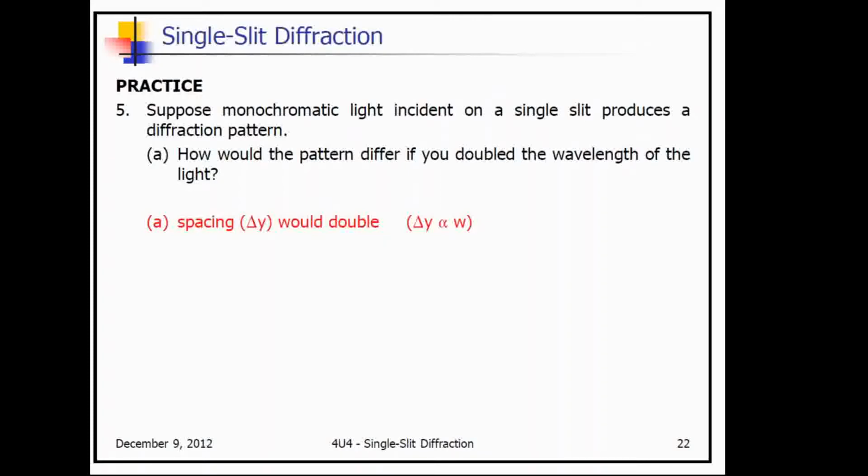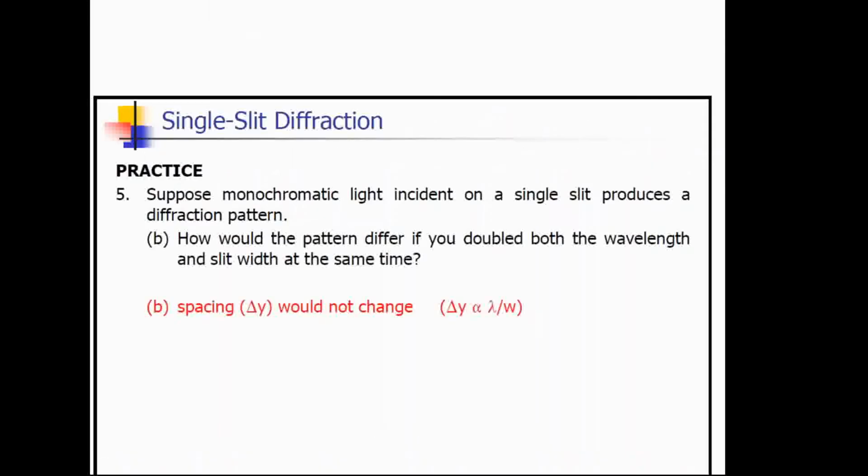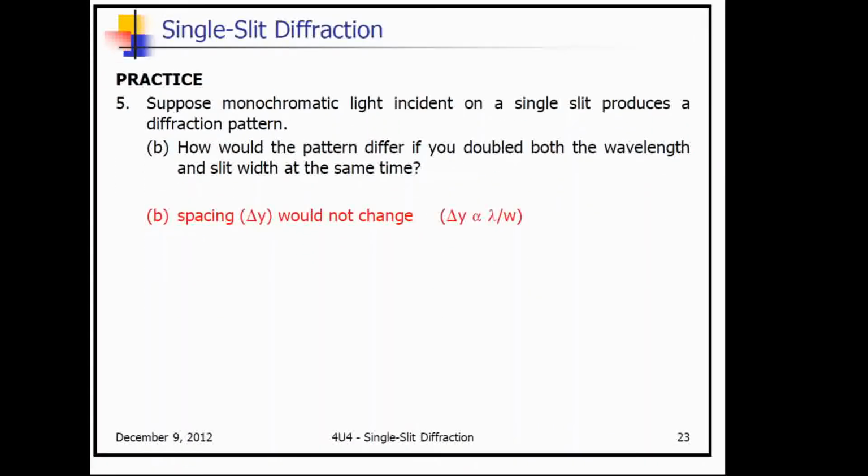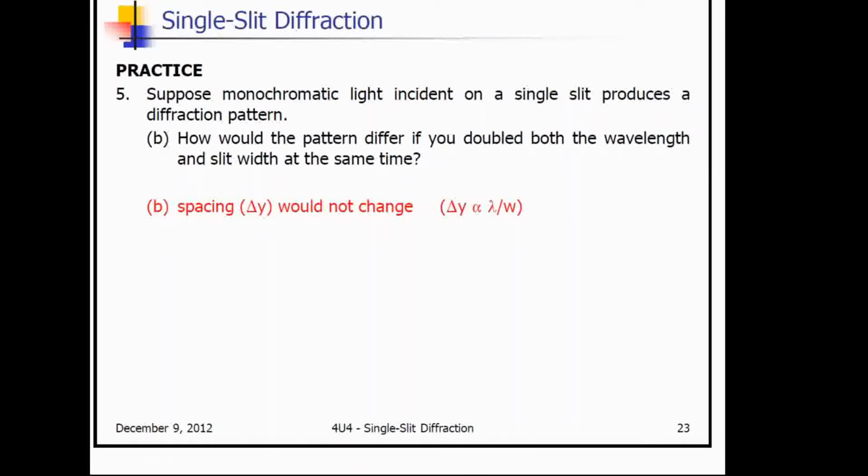It says, suppose monochromatic light incident on a single slit produces a diffraction pattern. How would the pattern differ if you doubled the wavelength of the light? If we double the wavelength, just looking at the equation, if you add a 2 in front of the wavelength, the spacing would double as well. How would it differ if you doubled both the wavelength and the slit width? If you add a 2 to the wavelength and then add a 2 to the W, the width, the 2 divided by the 2 wouldn't change the spacing at all.